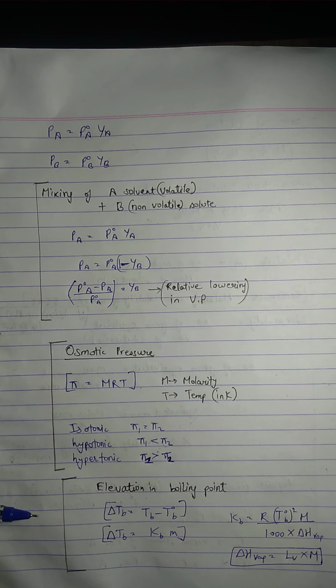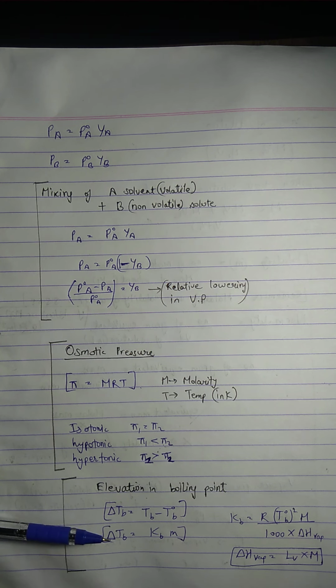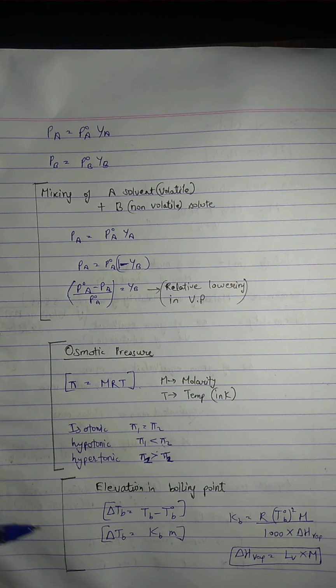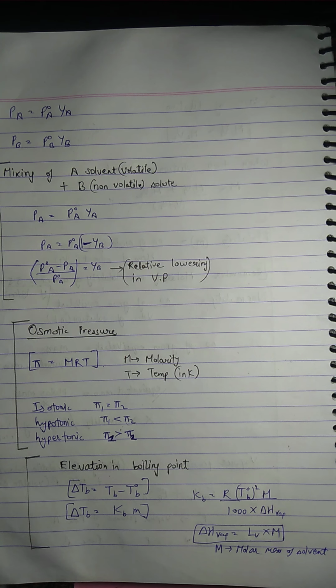Now elevation in boiling point, which is also a colligative property like osmotic pressure and relative lowering in vapor pressure. Delta TB is equals to TB minus T naught B, and the formula for delta TB is Kb into molality. Now the formula to calculate Kb is equals to R T naught B whole square m upon 1000 into enthalpy of vaporization. Now delta H vaporization is equals to latent heat of vaporization into molarity. Sorry, actually it is the molar mass. So delta H vaporization is equals to latent heat of vaporization into molar mass, and here molar mass of solvent.